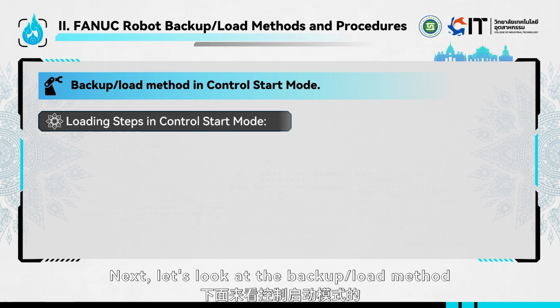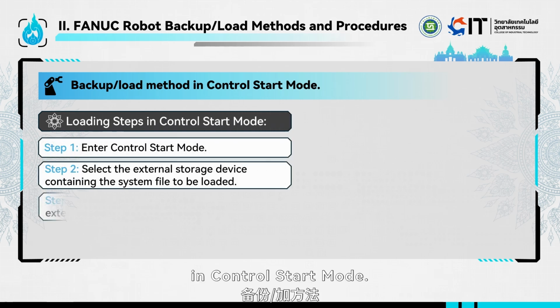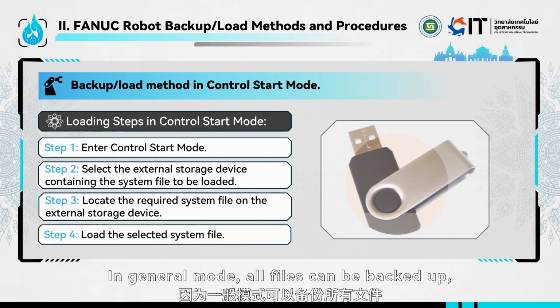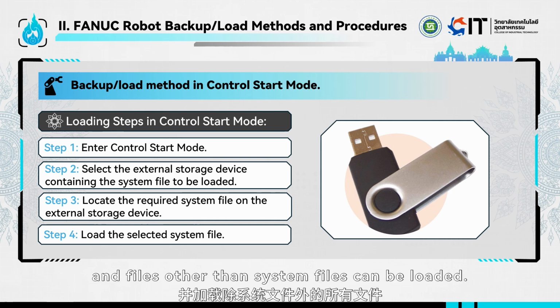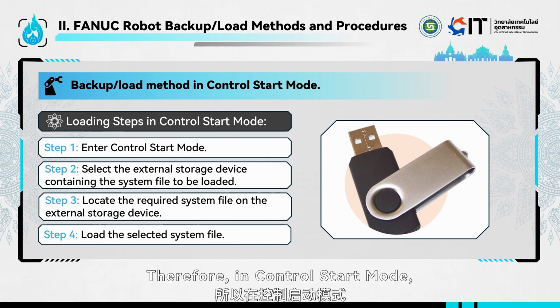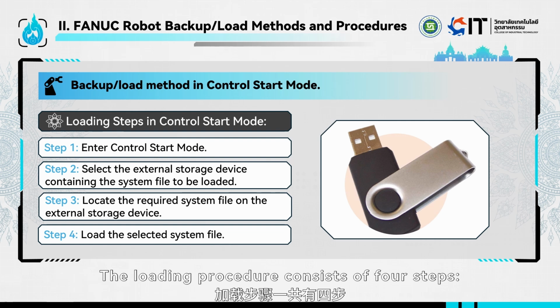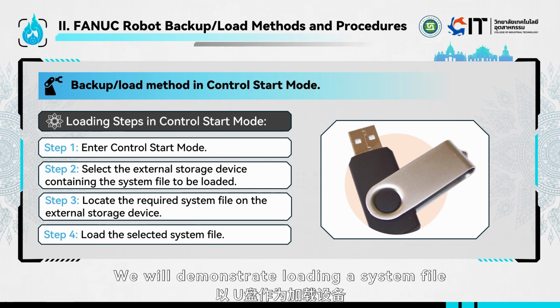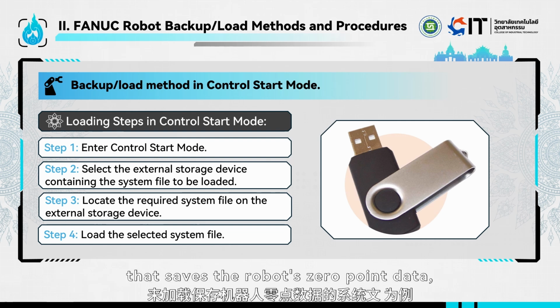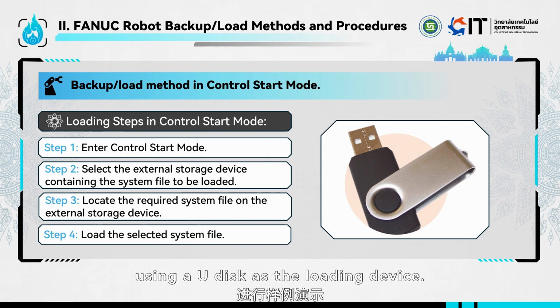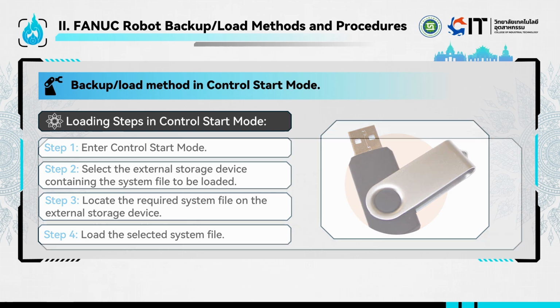Next, let's look at the backup and load method in Control Start mode. In general mode, all files can be backed up and files other than system files can be loaded. Therefore, in Control Start mode, typically only system files are loaded. The loading procedure consists of 4 steps. We will demonstrate loading a system file that saves the robot's 0-point data, using a UDisk as the loading device.